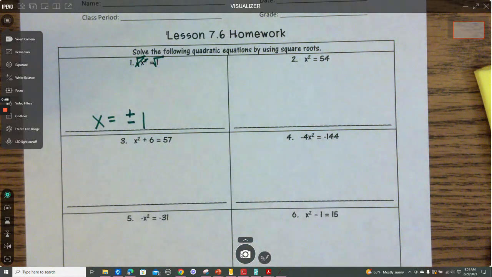Every time that you square root a number, it's going to have two answers, the positive and the negative. Because I can do positive 1 times positive 1, and that gives me positive 1. And then I can do negative 1 times negative 1, and that gives me positive 1. So just keep that in mind.